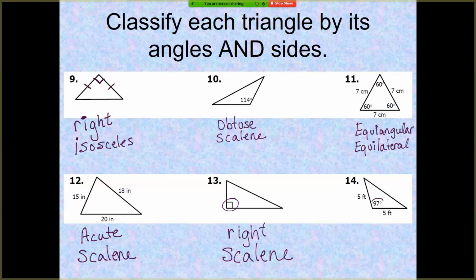Question 14, we were only given 1 angle. This angle right here is 97 degrees. It is greater than 90, so this is obtuse. And then when I look at my sides, I was given that this side here is 5 feet, this side here is 5 feet. Since they're both 5 feet, these 2 sides have to be congruent. Since we have 2 sides congruent, that means I can classify my triangle as isosceles.